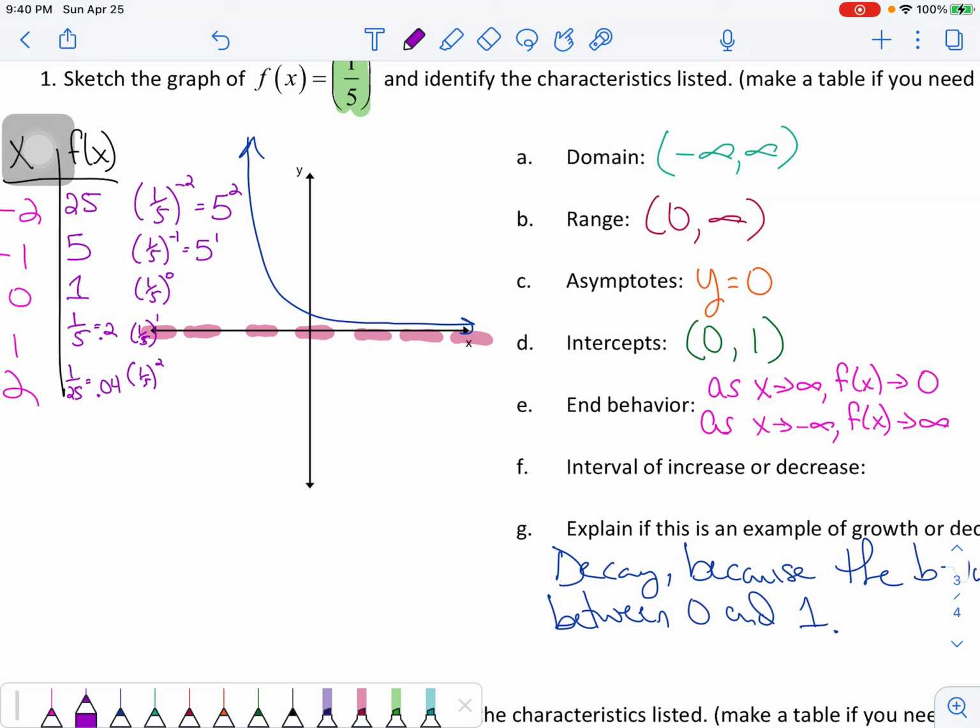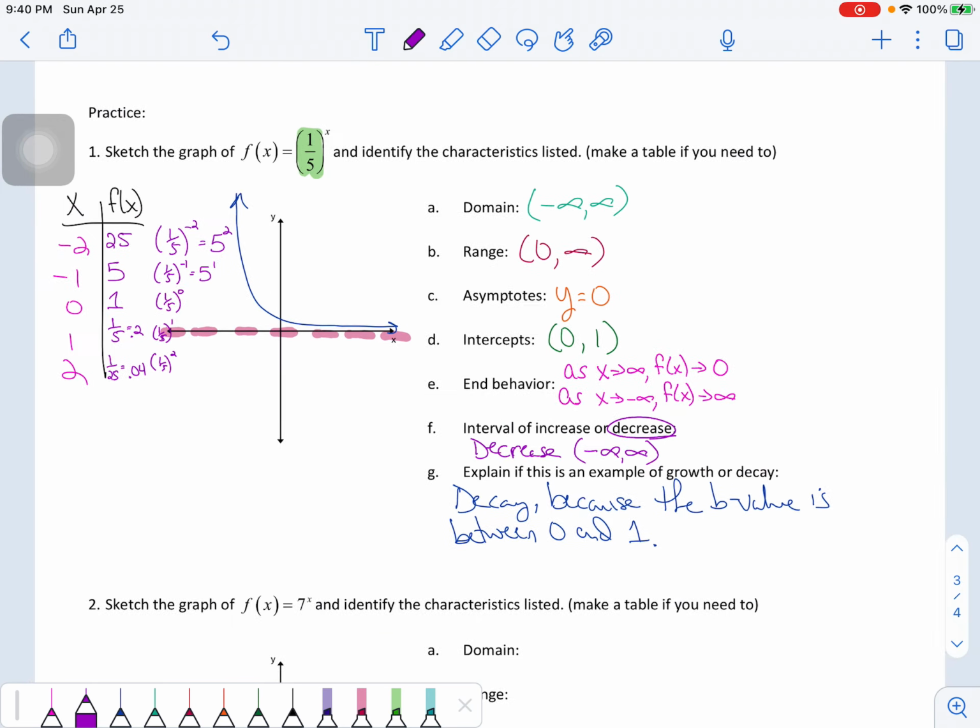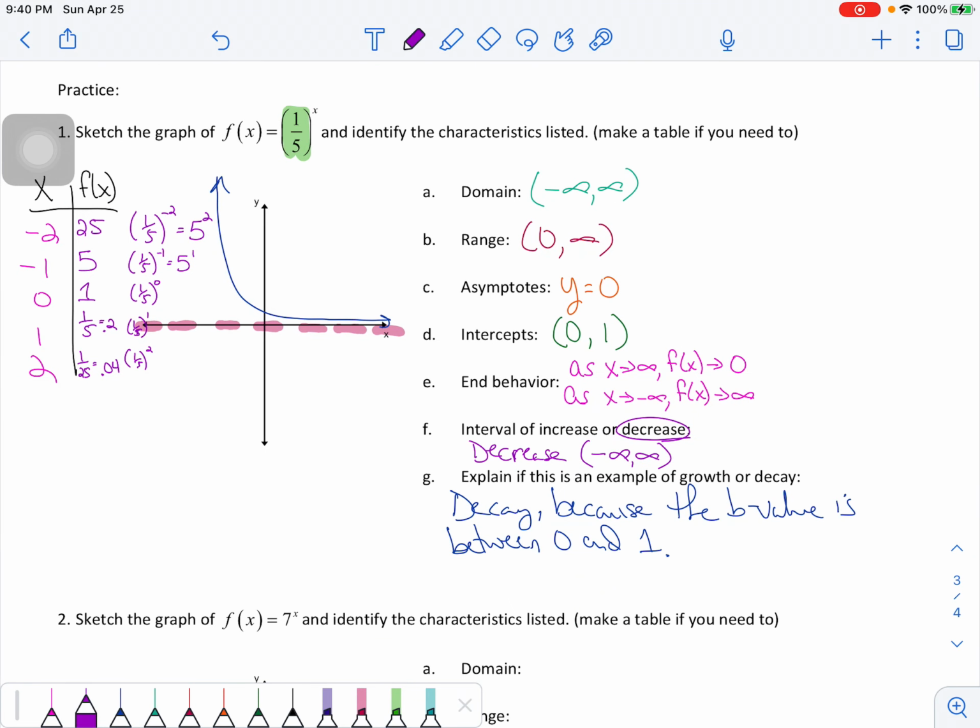Interval of increase or decrease. Since this is exponential decay, it is decrease, all right? And it's constant decrease over the entirety of the domain. All right, so that's problem number 1 of all of its bits, parts, and pieces.